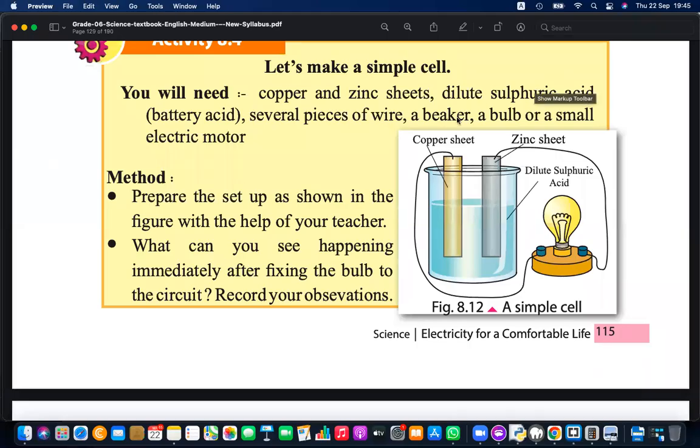Last week's lesson, we discussed a simple cell battery. Basically, we use two metals, zinc and copper, and we have used dilute sulfuric acid.